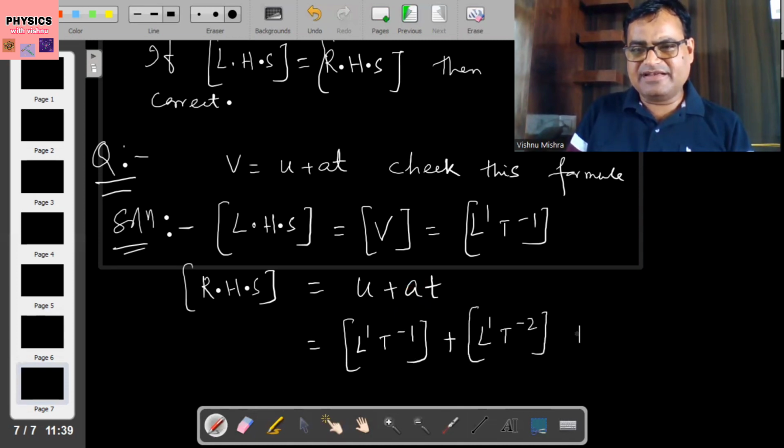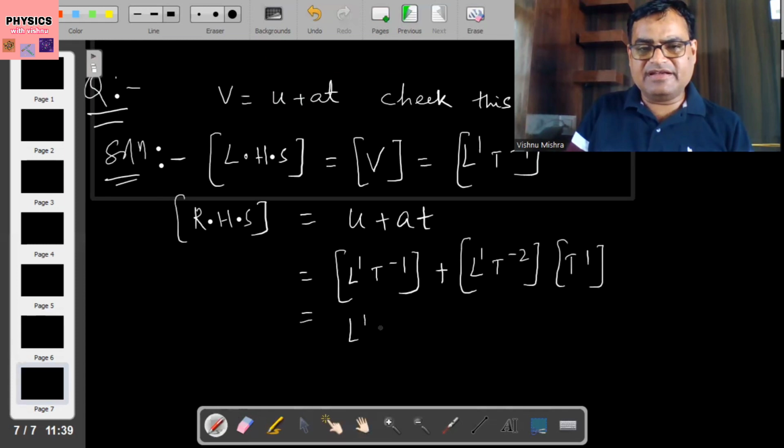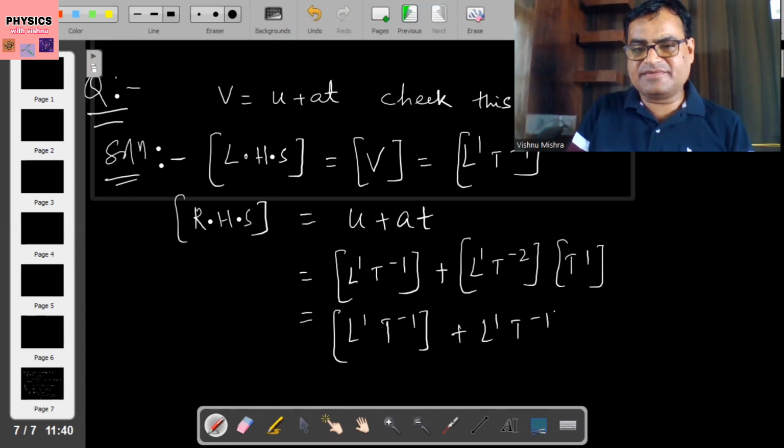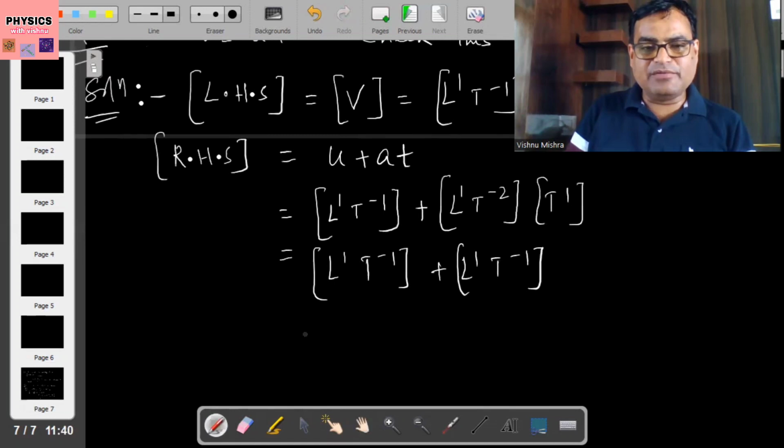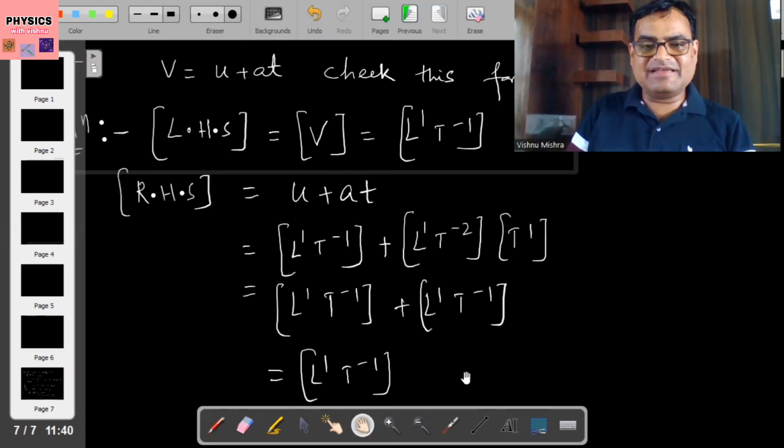And the time is T^1 here. If you write it out, what do you get? L^1 T^-1 plus L^1 T^-1. Already I told you that L^1 T^-1 plus L^1 T^-1 is the same L^1 T^-1. It is not 2 L^1 T^-1, but L^1 T^-1. You see that the LHS dimension is equal to the RHS dimension. This is the same, therefore the given formula is correct.